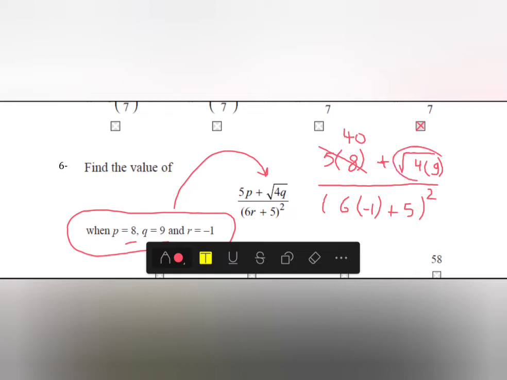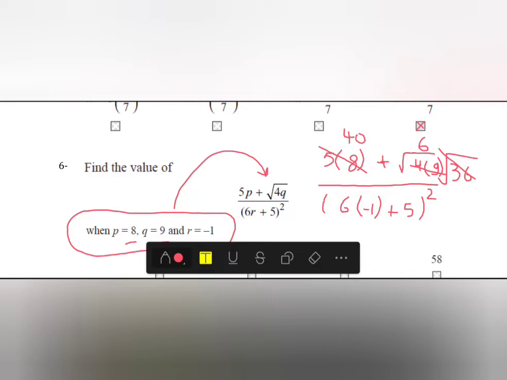Now let's talk about this. Inside the bracket we have 4 times 9, which is what? Very good, which is 36. And now 36 under the root equals what? Very good, equals 6. As I told you, you need the steps if the question is not an MCQ question, if they tell you to write your steps or show your work. The square root of 36 is 6.